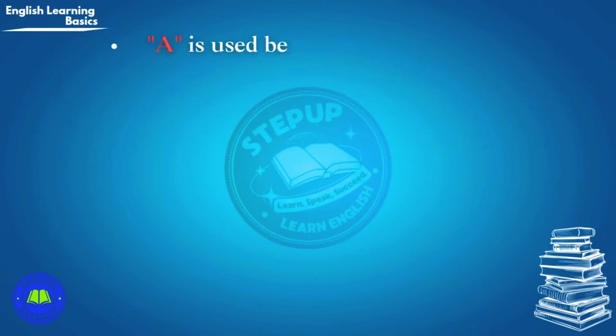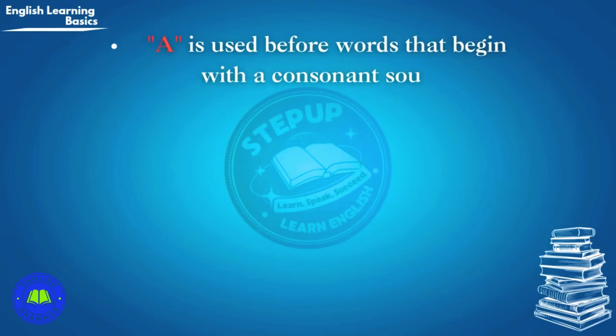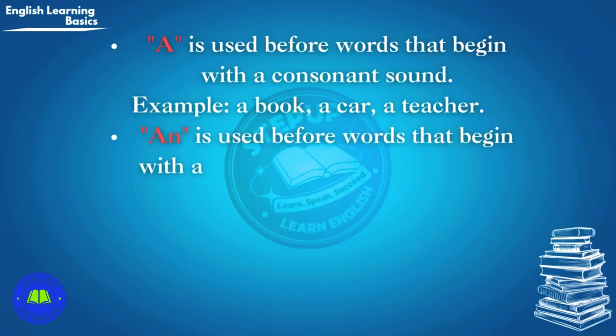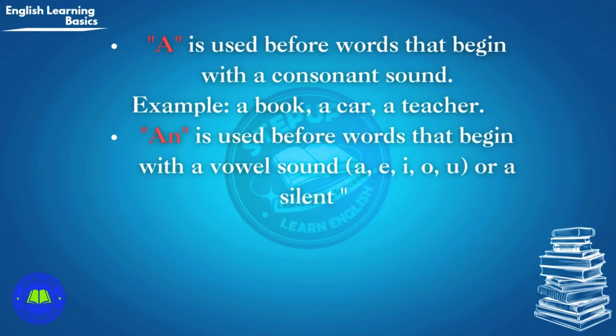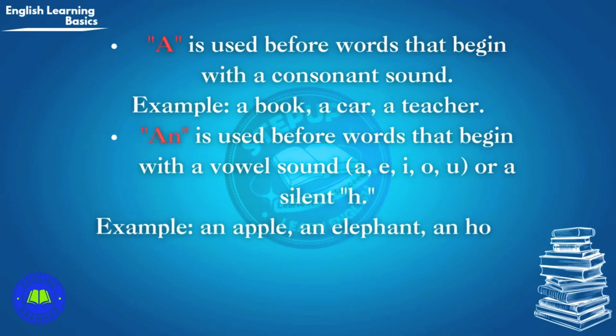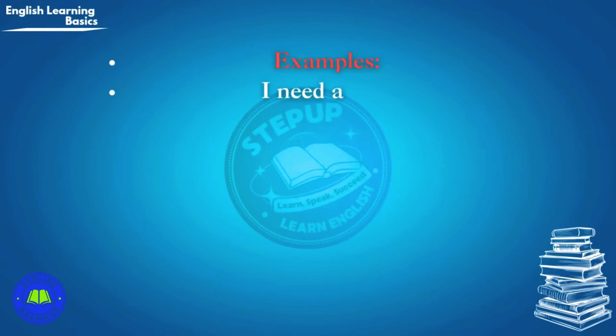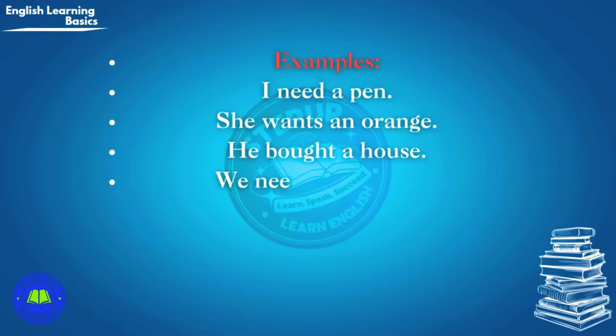A is used before words that begin with a consonant sound. Example: a book, a car, a teacher. An is used before words that begin with a vowel sound: a, e, i, o, u, or a silent h. Example: an apple, an elephant, an hour. Examples: I need a pen. She wants an orange. He bought a house.